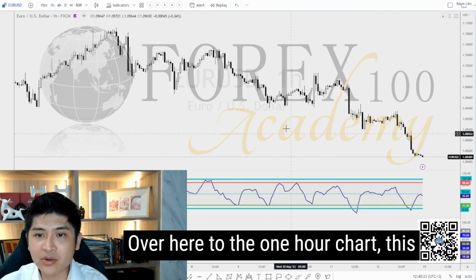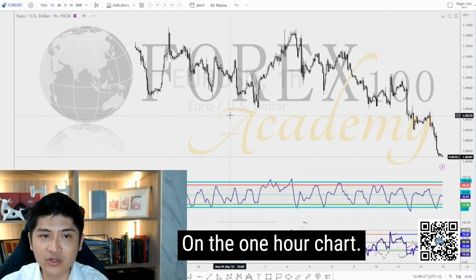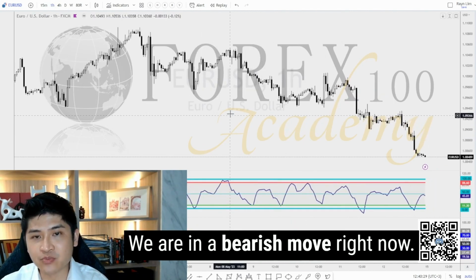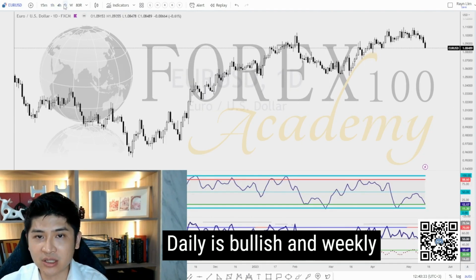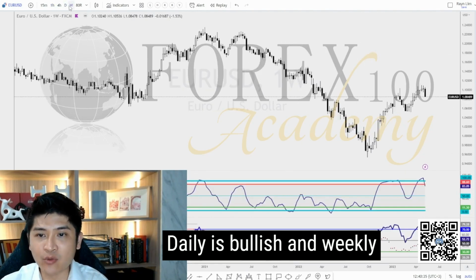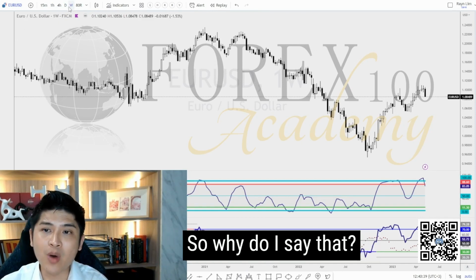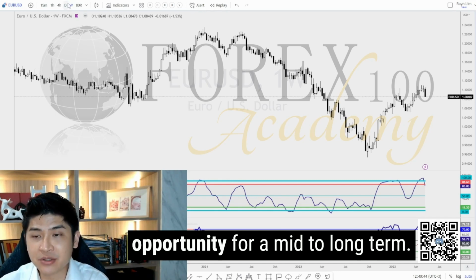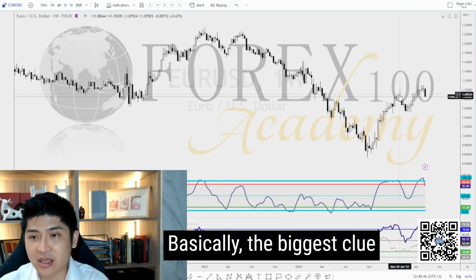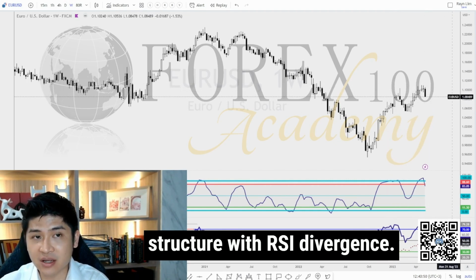To the 1-hour chart, this is what we have on the 1-hour chart. On the 1-hour chart, we are in a bearish move right now. The 4-hour is still bullish, daily is bullish, and the weekly chart is bullish as well. So why do I say that I'm looking for a shorting opportunity for a mid to long term? Basically, the biggest clue came in on the retest of structure with RSI divergence.